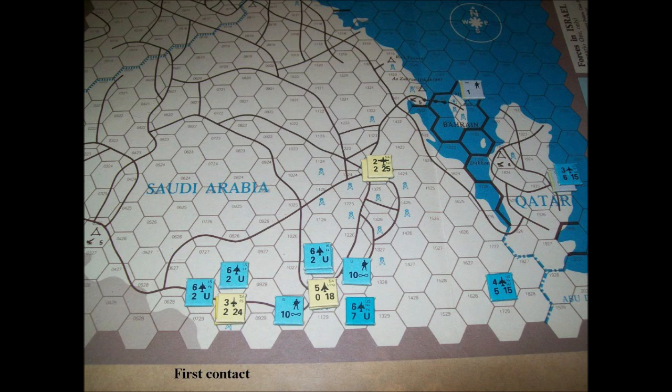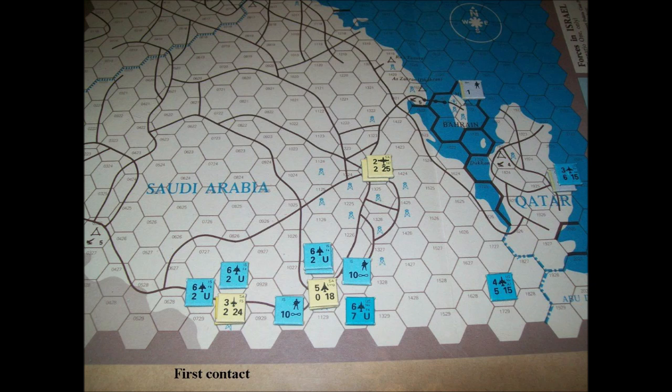In the picture here, you see 2 Israeli paratroop brigades make a drop in Saudi Arabia. These units are in the light blue color, with the 10 rating and the infinity sign. Each unit is a brigade made up of 3 battalions of paratroops. They drop into Saudi Arabia, and their goal is to take this airfield in the southern map.